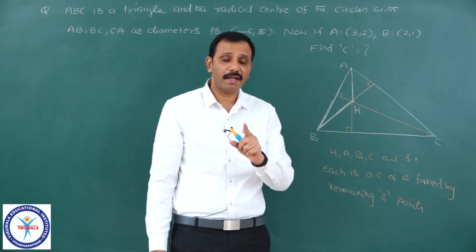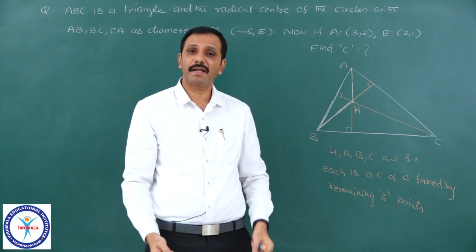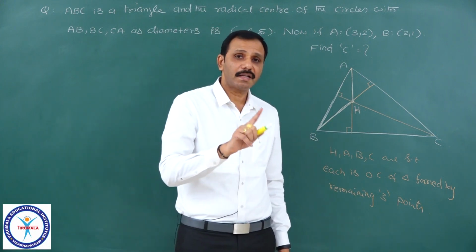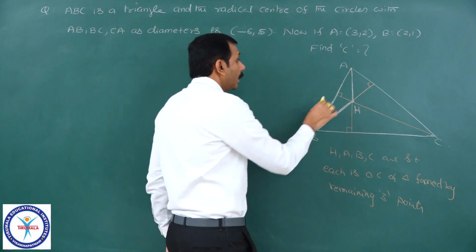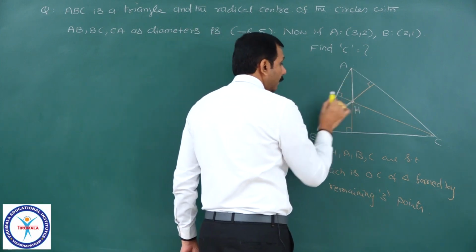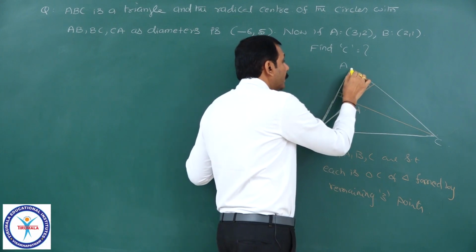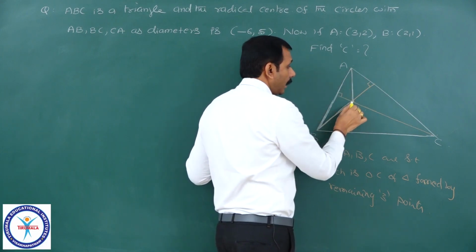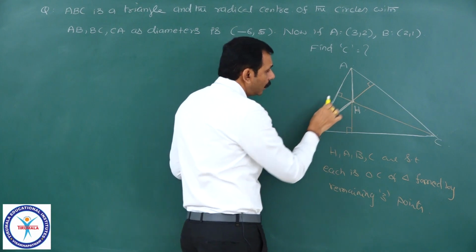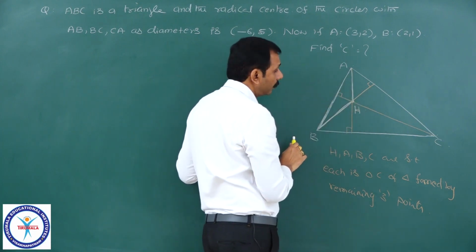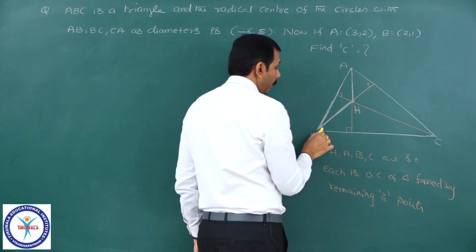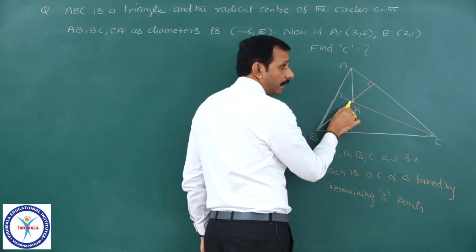What is orthocenter? Orthocenter is nothing but, for any triangle, the intersection of altitudes. If I take triangle ABH, what is the altitude passing through A for this triangle ABH? It looks like an obtuse angle triangle. Obtuse angle triangle means this BH is the side.